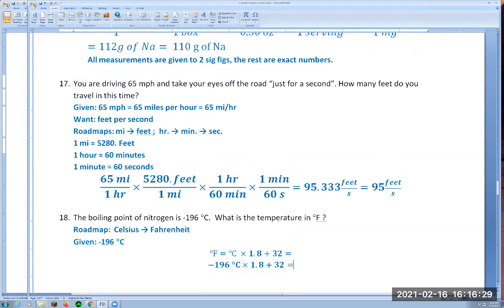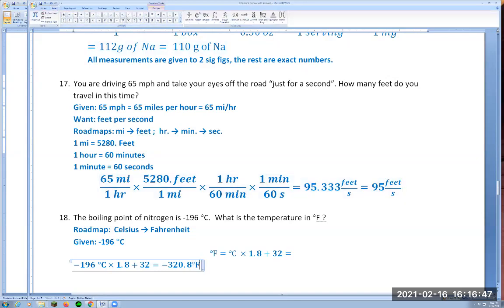And the calculator answer is negative 320.8. And that's going to be degrees Fahrenheit. Let me add that, degrees Fahrenheit.